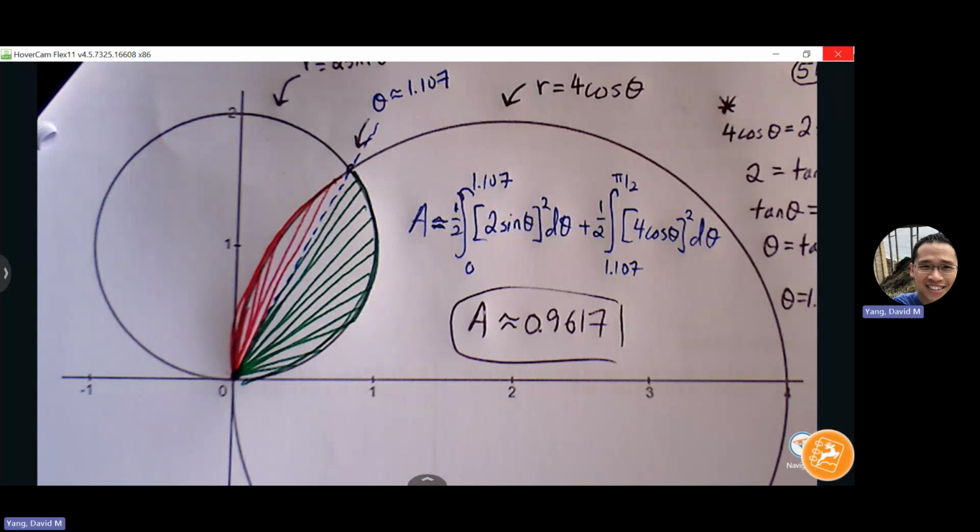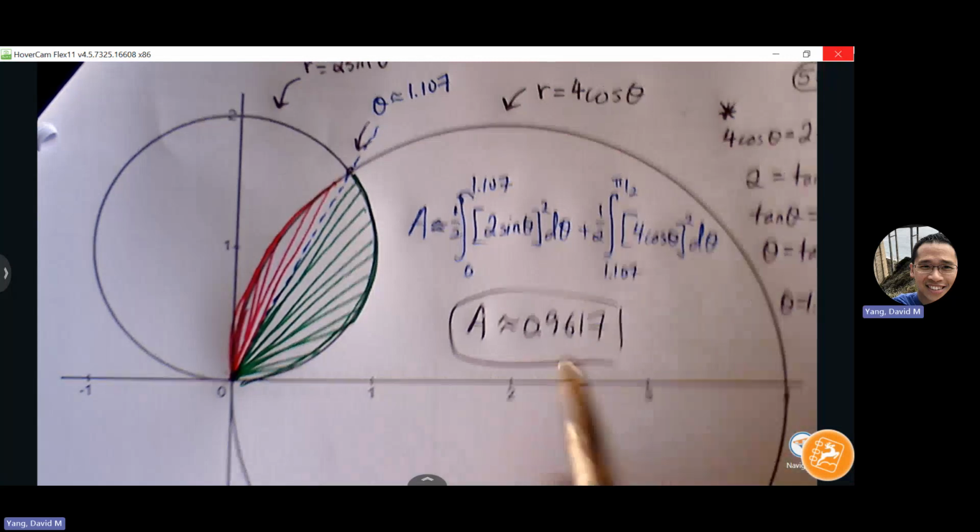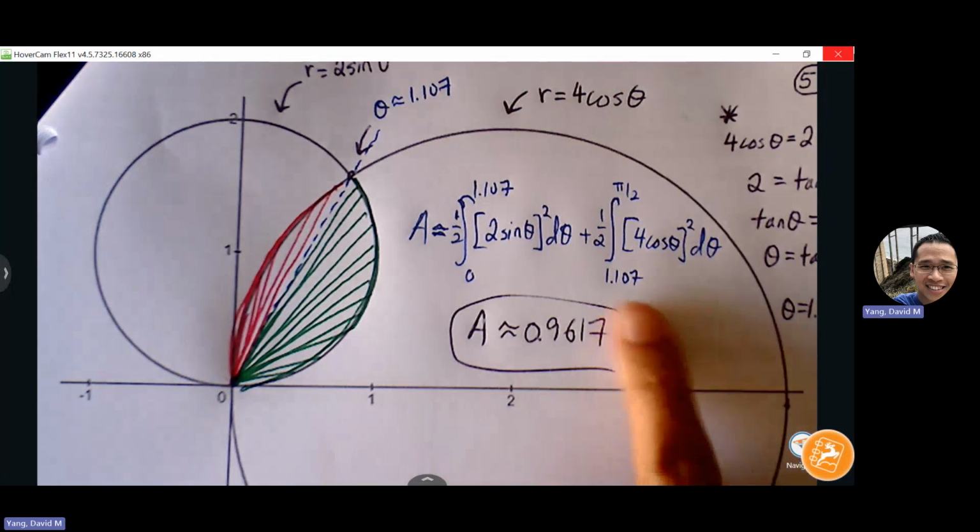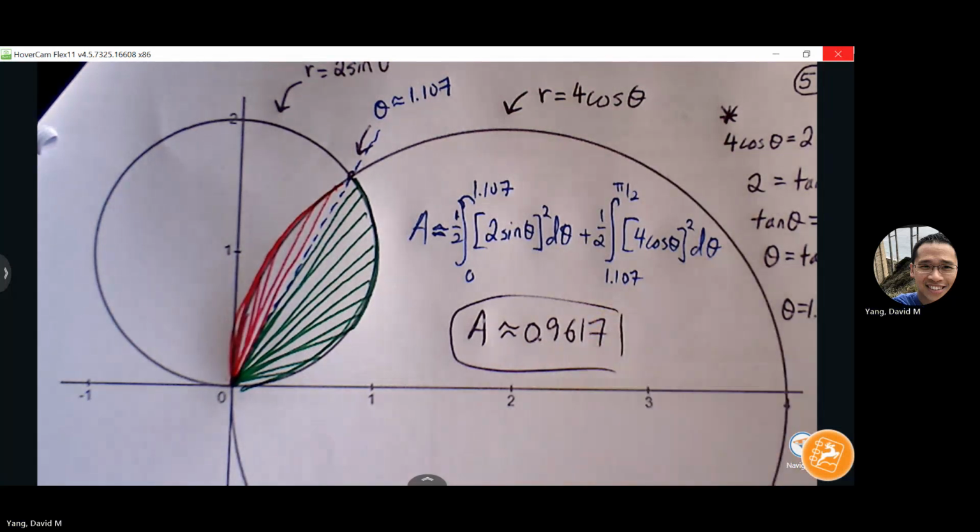So do I round to 4 decimal places or 3? Right. So 3 or 4 is acceptable. So you can do 0.961. You can do 0.962. Okay. Any questions so far? All right. Let's go to number 2.